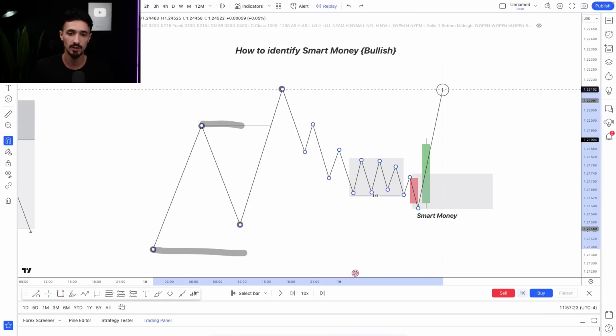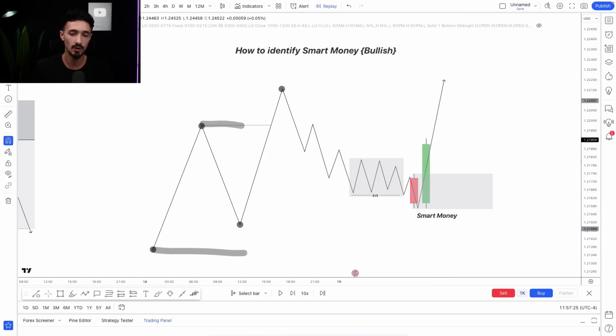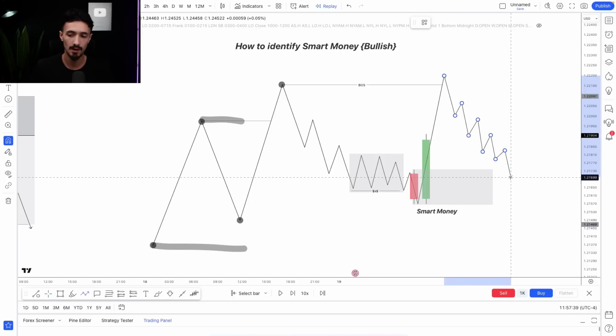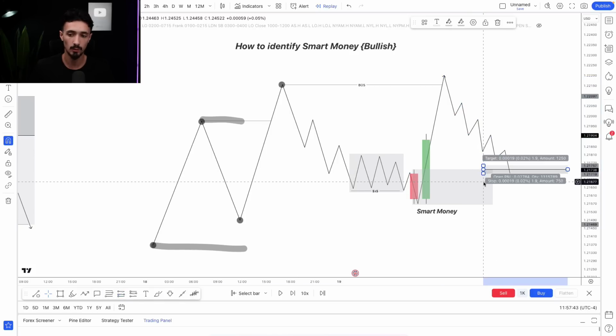And so that is what you would be looking at. There is your identification of smart money. That leads to a break of structure, right? A break of structure to the upside. And then what are we looking at from there? We're going to be waiting patiently for price to make a pullback into this level. And then that is the level that we are going to be looking to buy from, because we know that this level is protected.